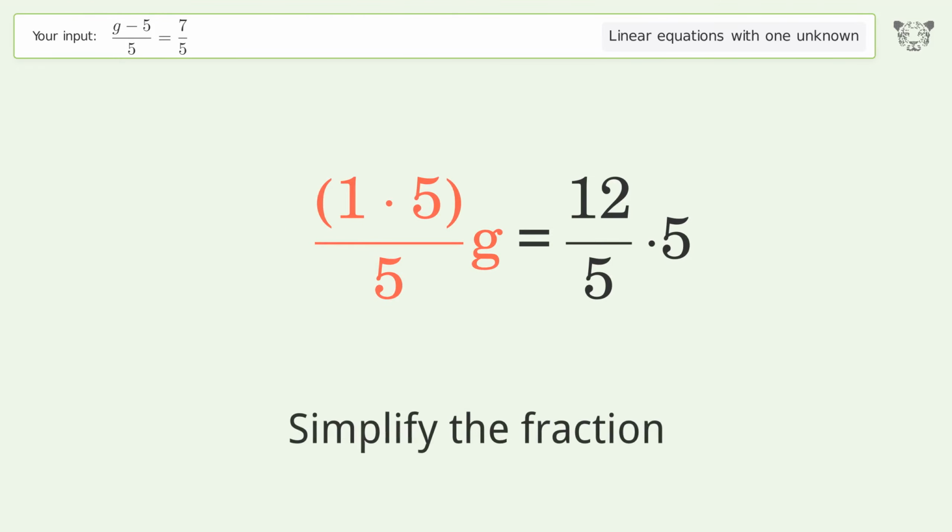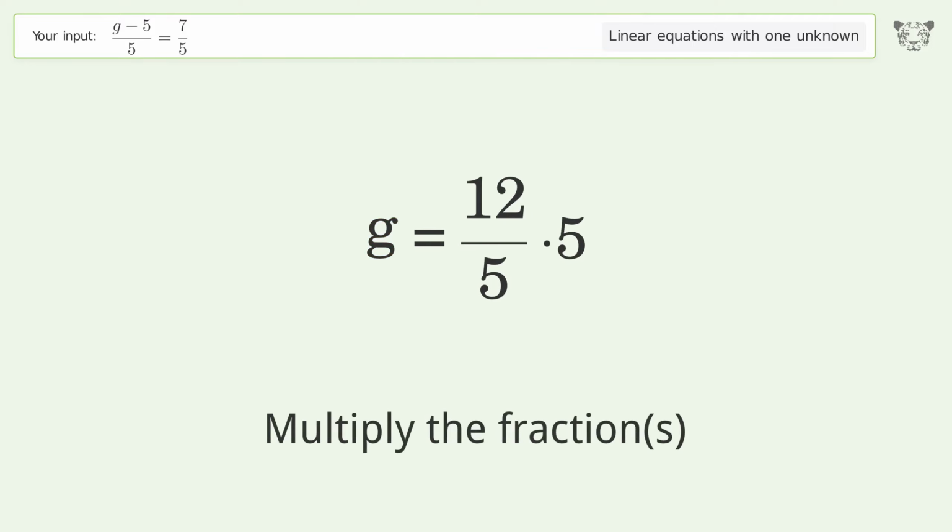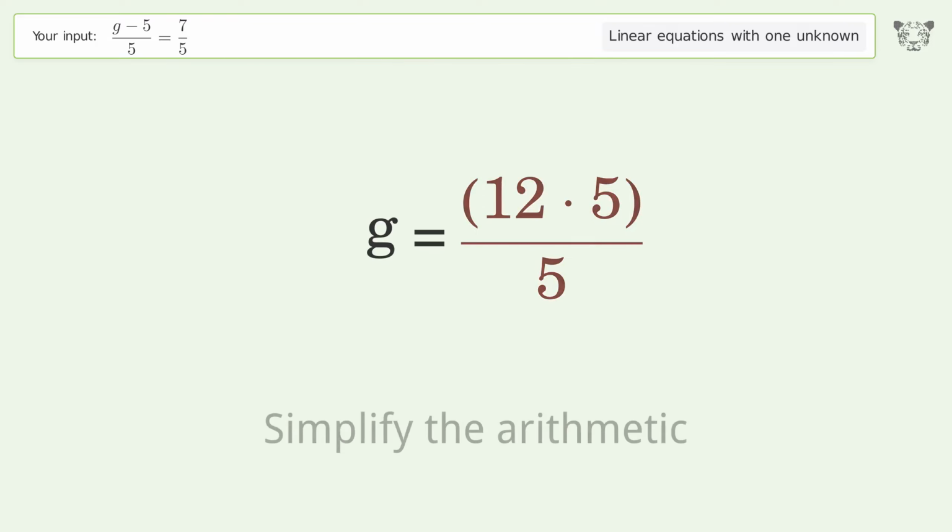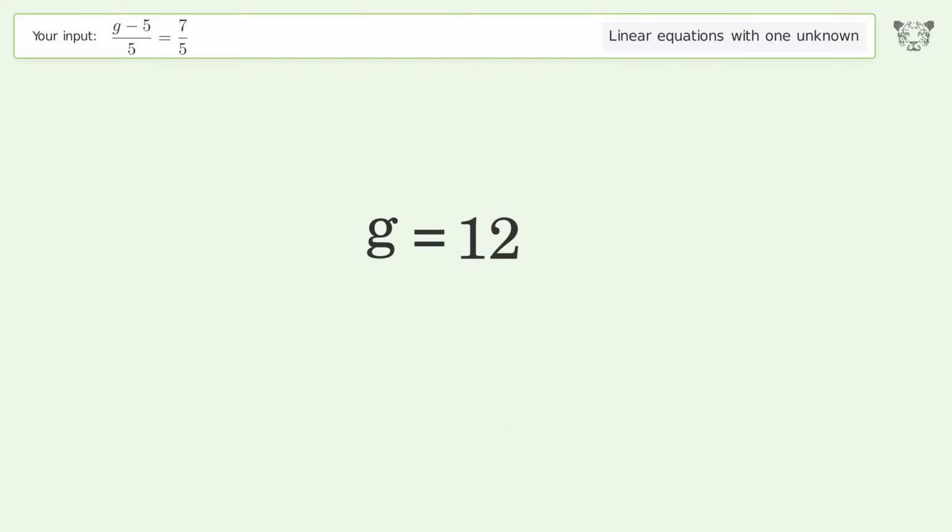Simplify the fraction. Multiply the fractions. Simplify the arithmetic. And so the final result is g equals 12.